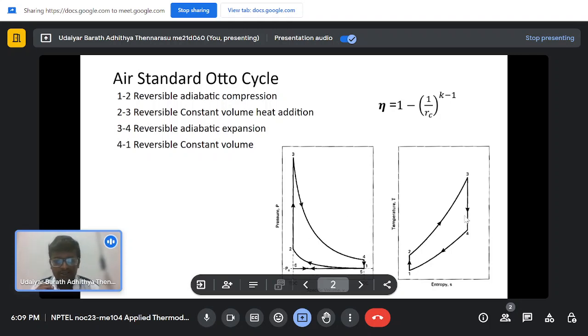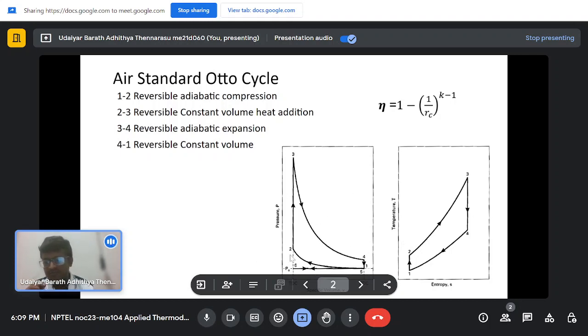A similar process is shown in the temperature entropy diagram. You see 1 to 2 and 3 to 4, the compression and expansion, are isentropic processes, so constant entropy processes, and the other two are constant volume processes. So this is an air standard Otto cycle.